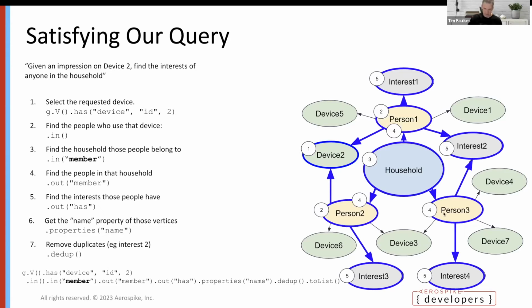Now, that's good, but I've got 2 people who have the same interests. I haven't told it whether I want duplicates or not, and by default, it's going to give me duplicates. So my last statement is going to be dedupe to say, I don't want 2 copies of interest 2, I just want 1 copy. And so in one statement, I've gone and solved this problem.